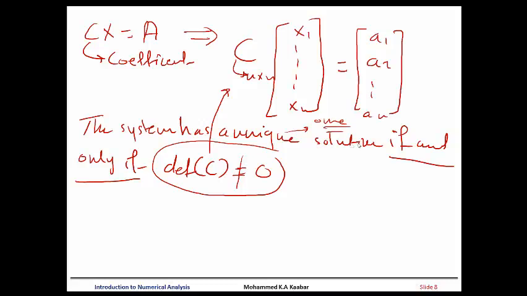And I will explain another statement. The system has a unique solution if and only if determinant of C is not equal to 0. If the determinant of C is not equal to 0, then the system has a unique solution. Now let me explain Cramer's rule.